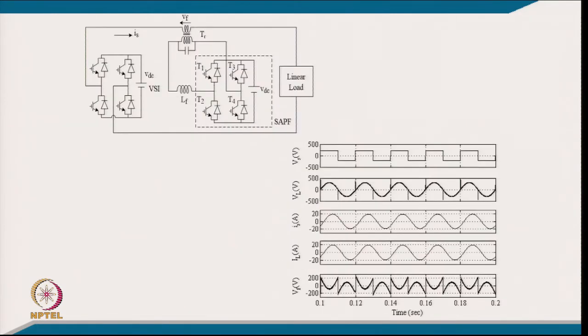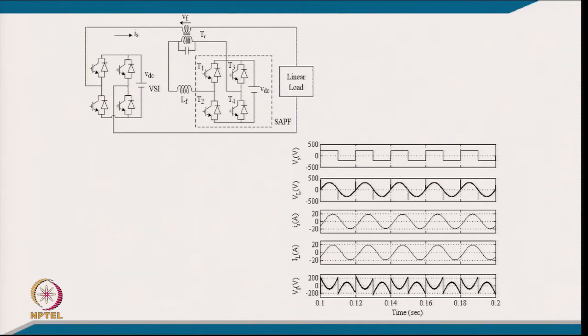So, this is the typical circuit, where from the battery we have a square wave inverter. So, we have a square wave, but we want a sinusoidal voltage across the load. So, we have to inject a suitable voltage with the series active filter in series with the line, so that the load voltage becomes sinusoidal.